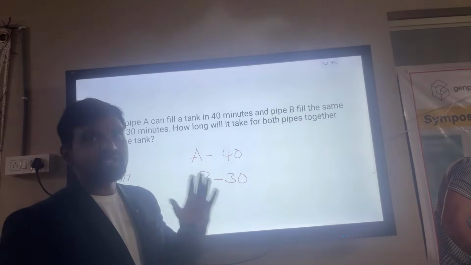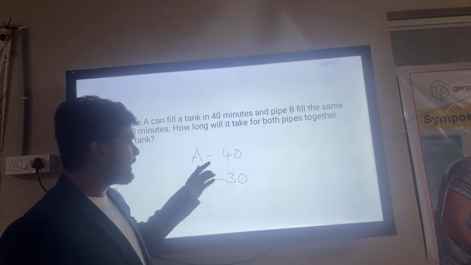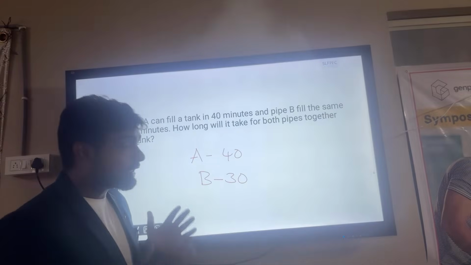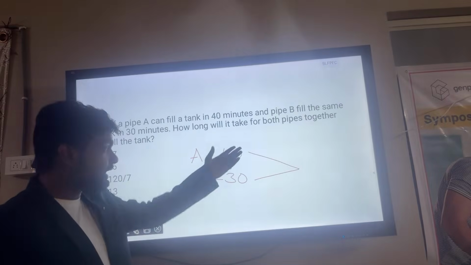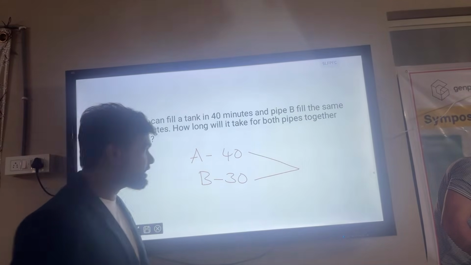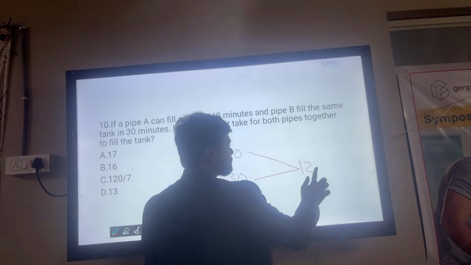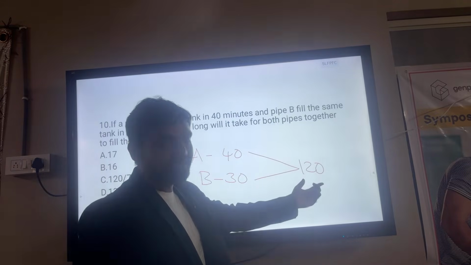A can eat some chocolates in 40 minutes. B can eat some chocolates in 30 minutes. What are the total chocolates? Total chocolates are the LCM of 40 and 30. 40 and 30 LCM is what? 120. Total chocolates are 120.